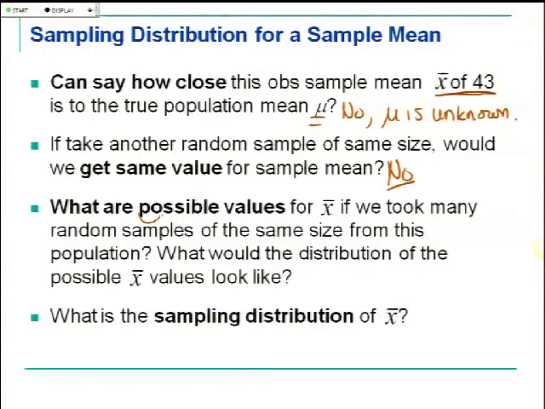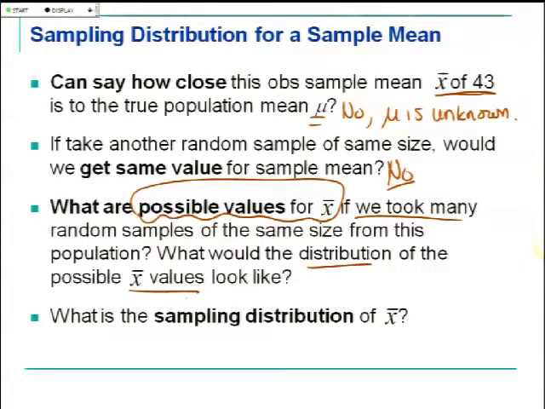We're trying to understand what are the possible values for x bar if we were to think about taking samples over and over again. What would the distribution of x bar be? That is the sampling distribution. When you talk about a sampling distribution of some statistic, you're trying to decide what are the values that statistic could take on if you took samples over and over. What are those values and how often do they occur?